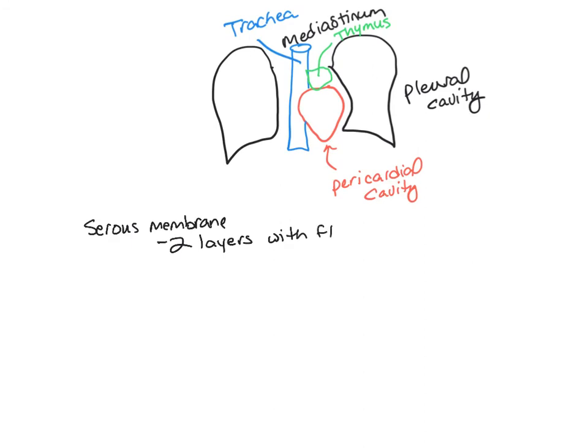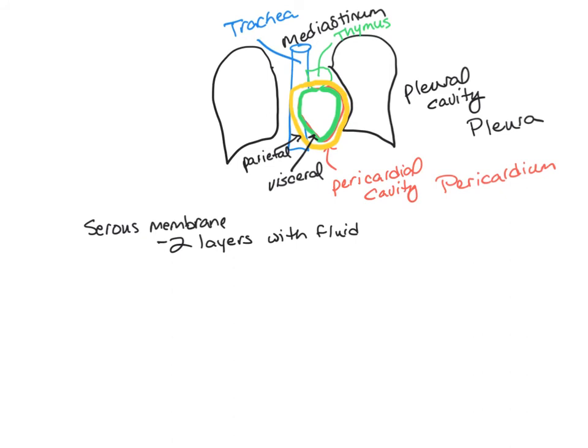So the serous membrane that surrounds the lung is called the pleura, and the serous membrane that surrounds the heart is called the pericardium. So I said that each of these serous membranes have two layers to them. There's an outer layer that lines the cavity itself, and then there's an inner layer that's adhered closely to the organ, or it covers the organ. The innermost layer is called the visceral layer, and the outermost layer is called the parietal layer. And then in between is a fluid called the serous fluid.